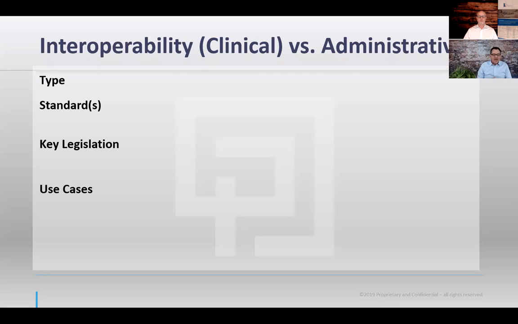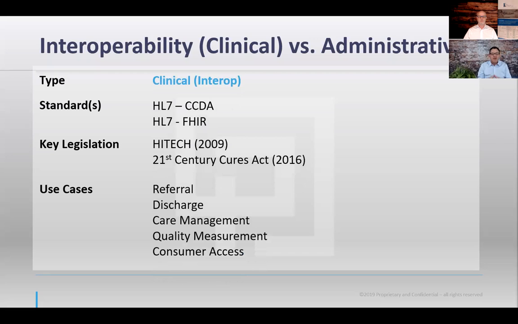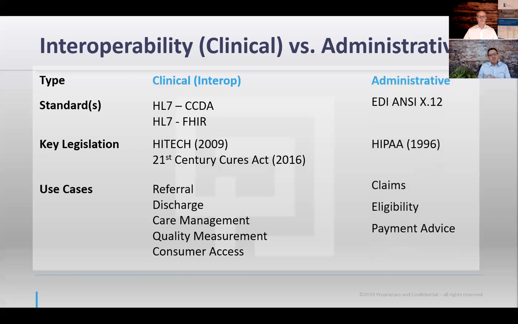A good way to look at that is to say the standards that are used primarily with interoperability are HL7 CCDA and the FHIR standard that's rapidly emerging, as well as legislation and rules around the HITECH Act of 2009, which gave us meaningful use rules, which came out of the sponsorship of the adoption of EMRs, and now the 21st Century Cures Act of 2016, which gives us the common framework and information blocking rules and other important rules defining interoperability.